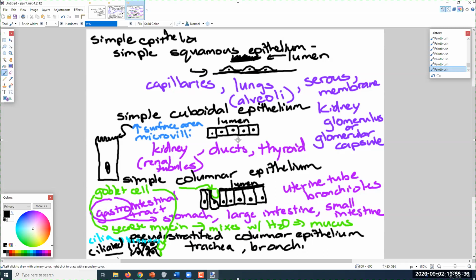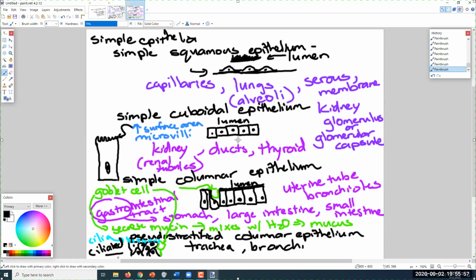There are pseudostratified columnar epithelium that don't have cilia on it, but you don't need to know those ones, okay? I just want you to know the ones that do have cilia on it. And since it's part of the respiratory tract, they will have goblet cells inside of this type of epithelium.